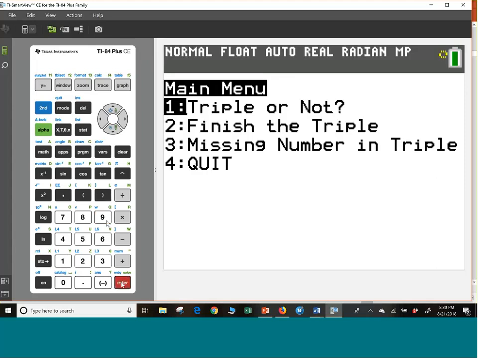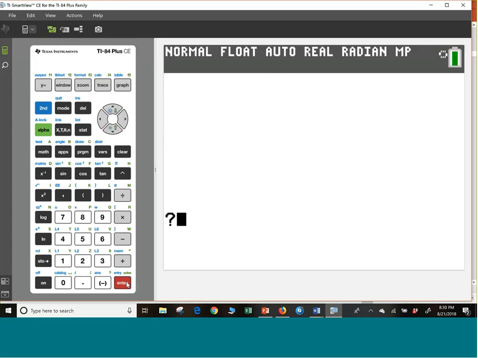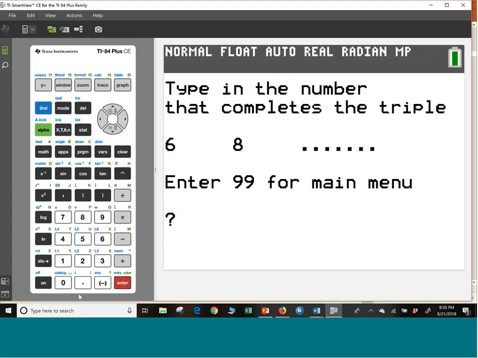I can do that. Now, once they know if they're triples or not, the other thing is, can they finish a triple? So this is number 2. And so 6, 8, what makes a triple? And hopefully they know that it's 10. And it says, yes, 6, 8, 10 is a triple. And you'll notice I had it put in there so that it doesn't just say, yes, it's a triple. I want them to actually say 6, 8, 10.